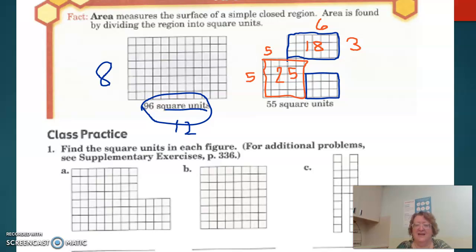Now let's count this last one. 1, 2, 3, 4 is the length. 1, 2, 3 is the width. The area of 4 times 3 would be 12 square units. And if we add those together, 18 plus 25 is 43, plus 12 gives us an answer of 55 square units.